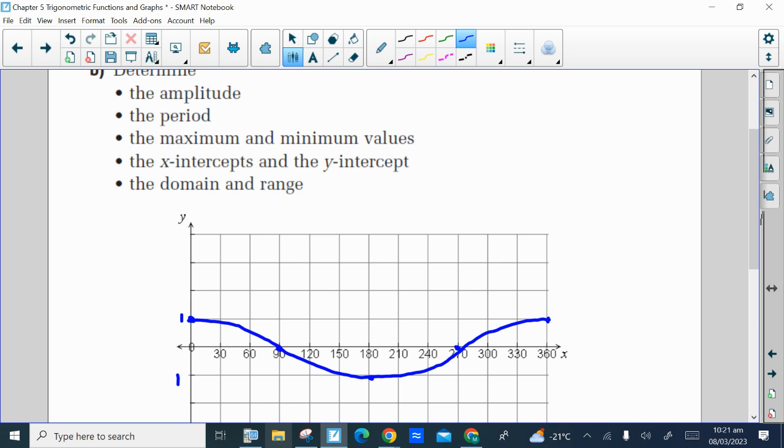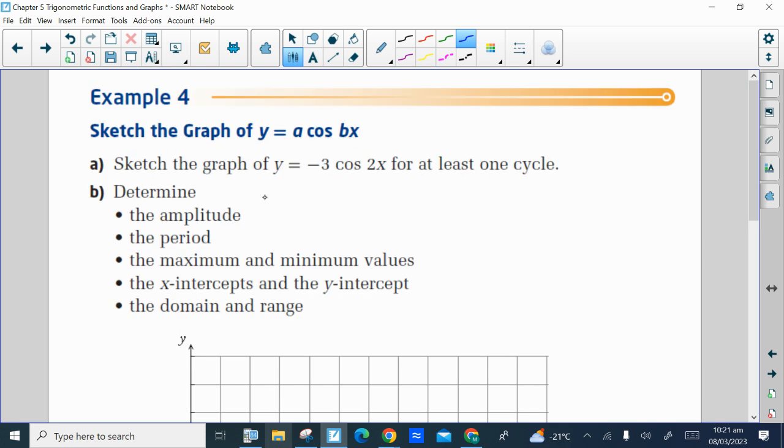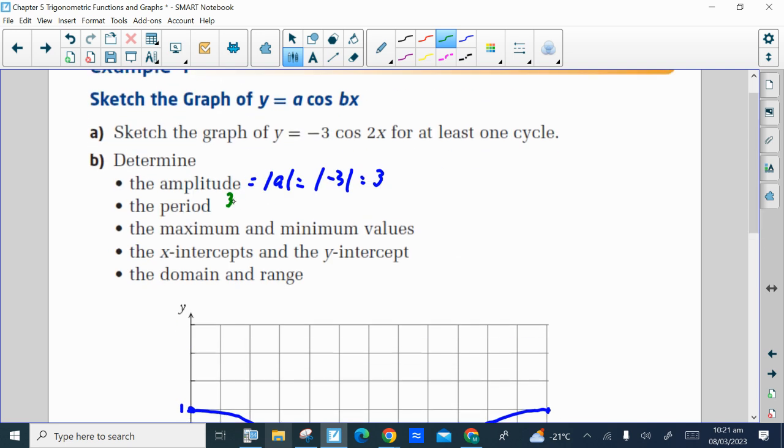So what's going to happen? Well, our amplitude, remember, is the absolute value of a. In this case, it's the absolute value of negative 3, which is 3. Our period will be found by taking 360 or 2 pi radians, and in this case, our scale is in degrees, so we will go 360 degrees divided by the absolute value of b. So it'll be 360 degrees divided by the absolute value of 2, which is 2. That gives us a period of 180 degrees.